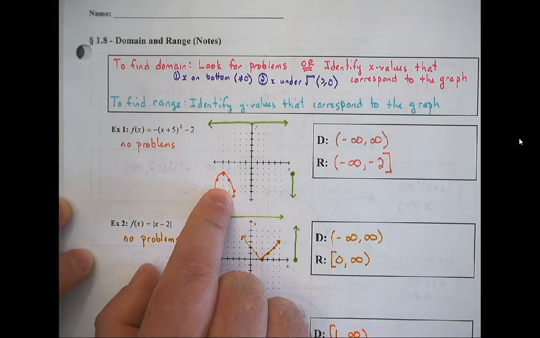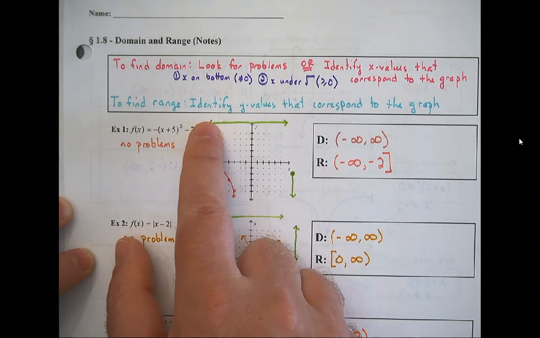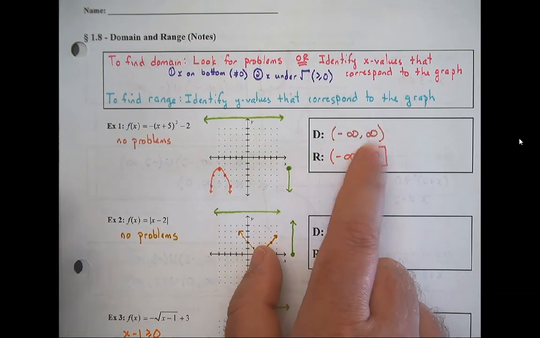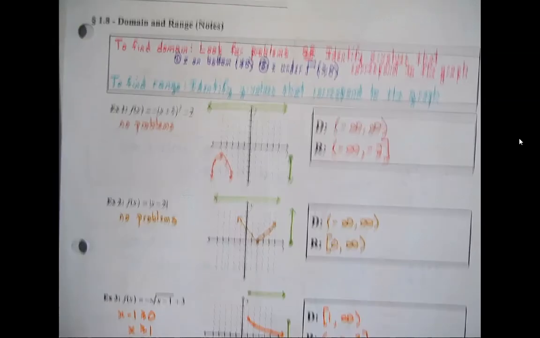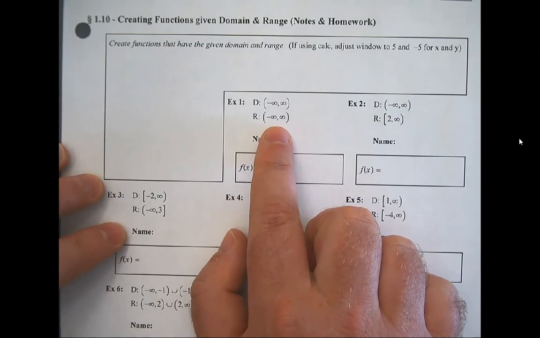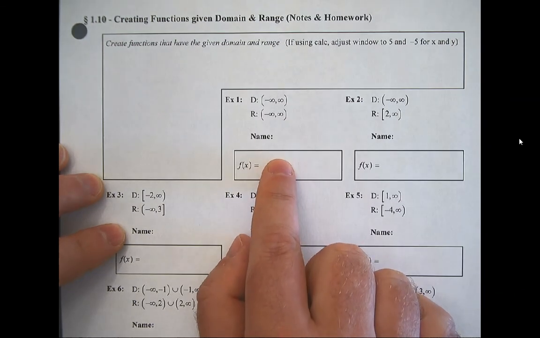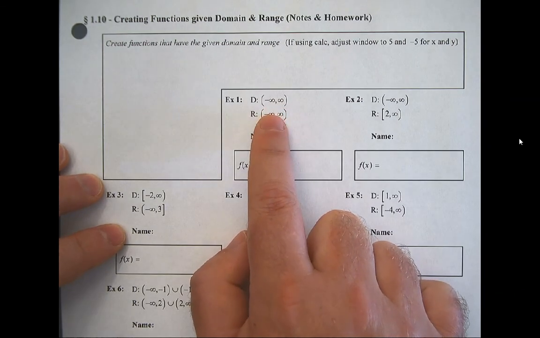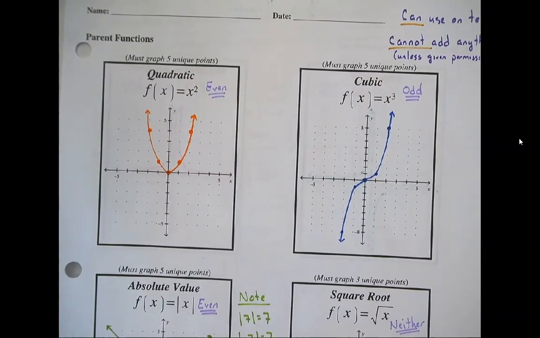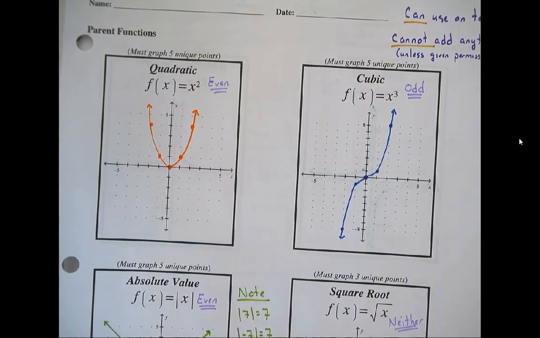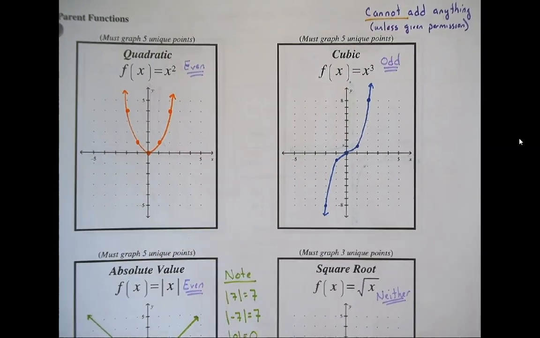We transformed it, sketched it, and then we looked at how far it goes on the X and how far it goes on the Y, and then we answered with a domain and range. Today's topic is the reverse. I'm giving you a domain and range, and you have to come up with a function that has this domain and range. It seems a little bit intimidating at first, but if you break it down, it's actually not too bad, especially if you have this sheet, our parent functions sheet. This will really help you decide the functions based on their domain and range.